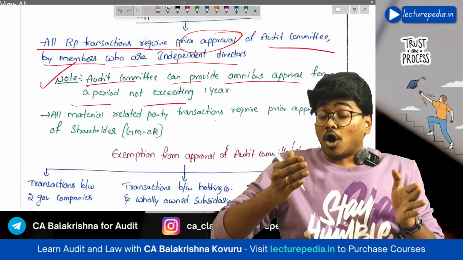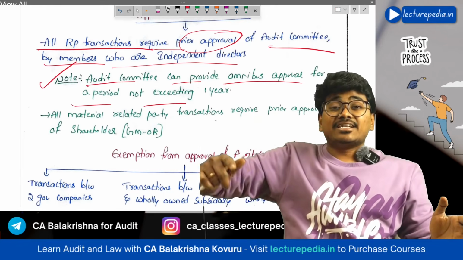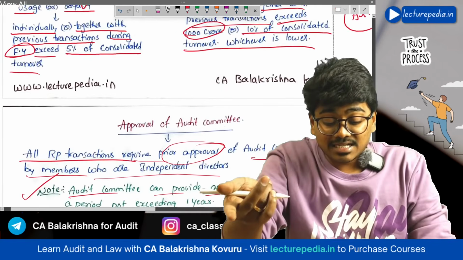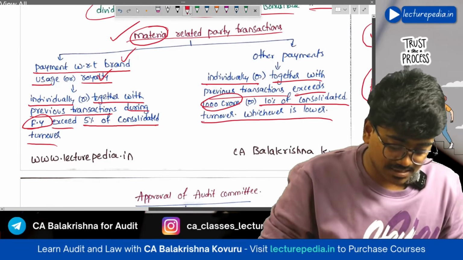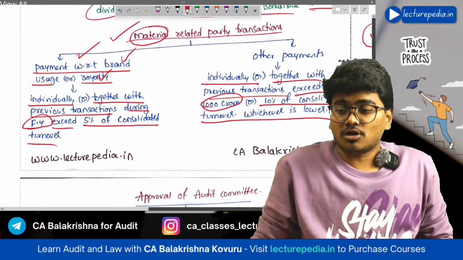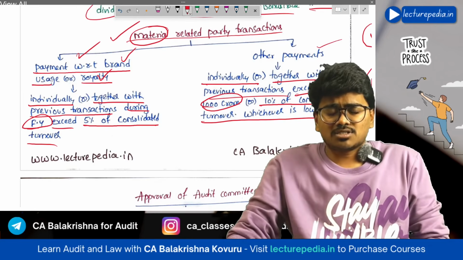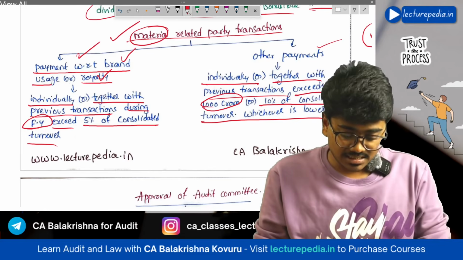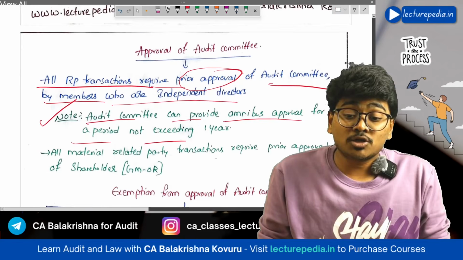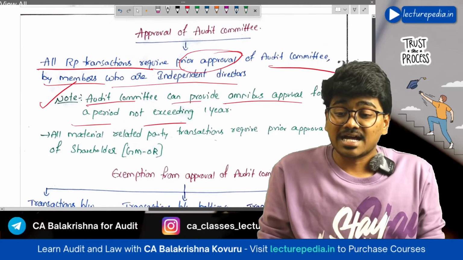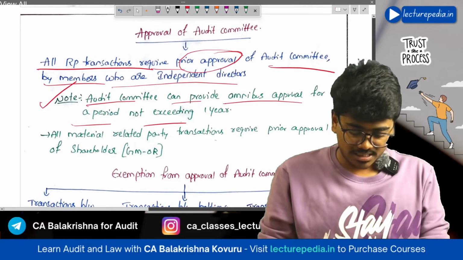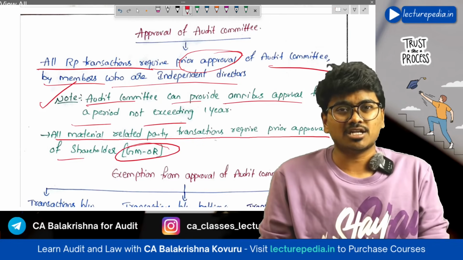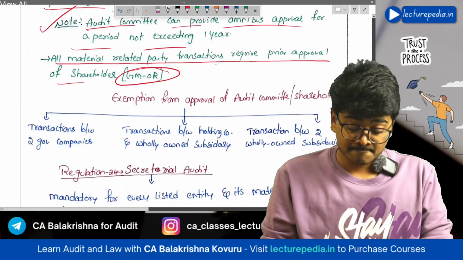Now all material related party transactions require approval of shareholders. What are material related party transactions? We have discussed, with respect to payment of brand usage or royalty, or with respect to other payments exceeding 1000 crore or 10% of the total consolidated turnover, that particular transaction will become a material related party transaction. Now if the company wants to enter into such material related party transactions, it has to take prior approval of the shareholders. See, all material related party transactions require prior approval of shareholders, in general meeting, by ordinary resolution.